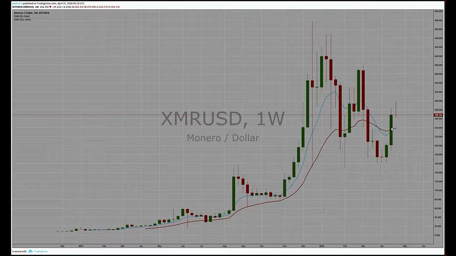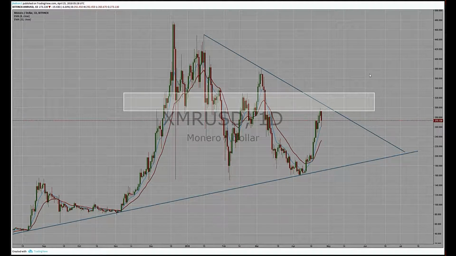The EMAs are crossing currently, and price is above the 2 EMAs, so that's a good sign for bullish momentum. Dropping down to the daily time frame, we can see that we've had a lot of bullish movement on Monero on the daily time frame. However, today's candlestick does look like it is going to be a bearish engulfing candlestick.